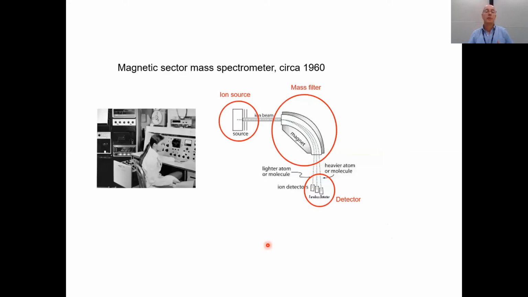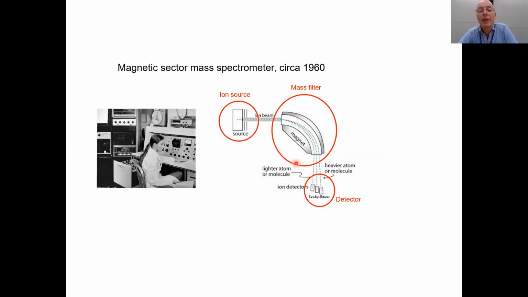Let's move on now to the 1960s and look at a more sophisticated instrument. This is the type of instrument that was in textbooks when I was at school and university. And again, it consists of three components. We have an ion source generating an ion beam. We have a mass filter here. In this case, it's a very large electromagnet.